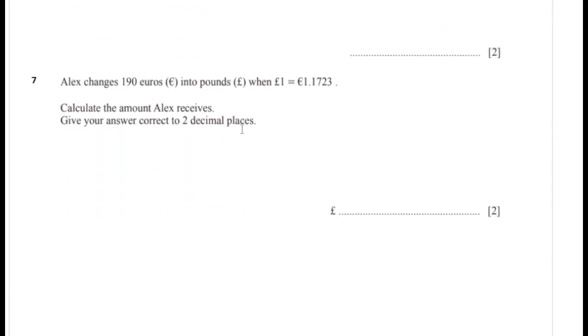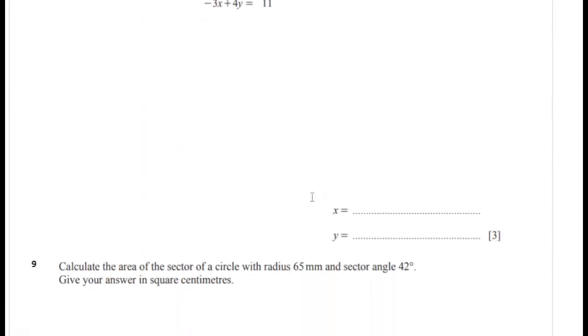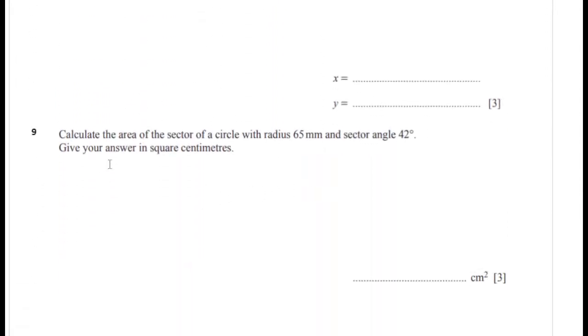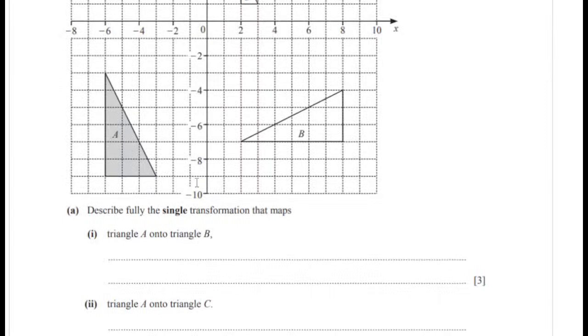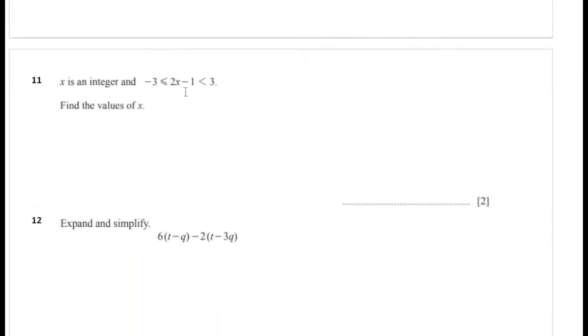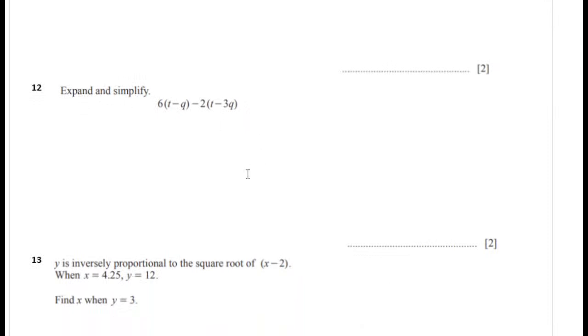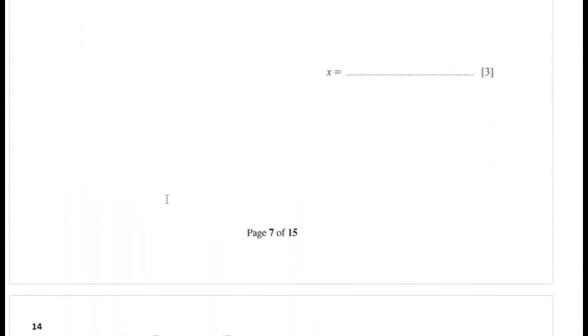This is a conversion problem. Again, a simple question. Simultaneous equation. Definitely you can do it. Calculate the area of a sector of a circle of radius this and sector angle is given, so not a big problem. Okay, this also is okay. Find the value of x. Now in equation you can solve. Find the value of x. Okay, expand and simplify, not a problem.